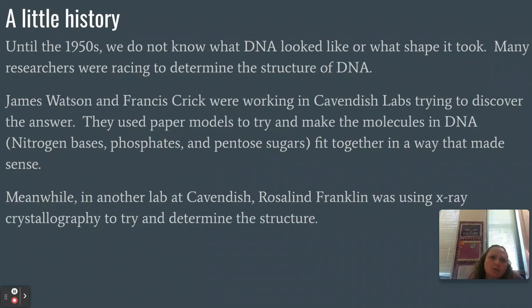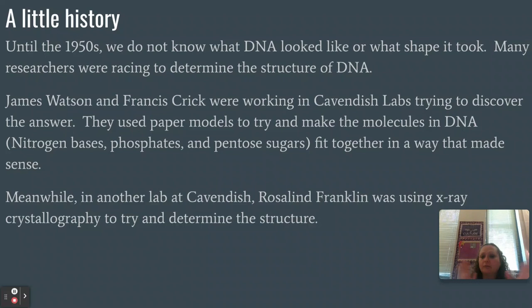These two individuals, James Watson and Francis Crick, one British and one American, are working together in the Cavendish Labs. They're trying to discover the answer to what the structure of DNA is. They're constructing models out of paper, cutting them out and trying to glue them together, and they can't quite figure out how everything is going to fit together. They know that there are nitrogenous bases, phosphates, and pentose sugars, and they know that they fit together in some way. They just can't quite figure it out.